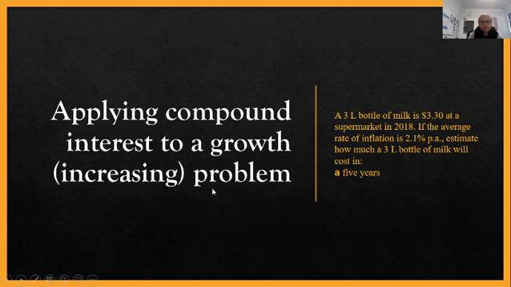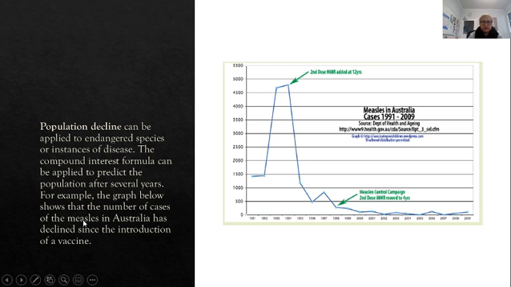All right, I'll just go back to that. Population decline. Sometimes there's a population decline, such as with measles. They showed how measles went down. People were getting measles, and then they gave the vaccination, and it went completely down. So there was a depreciation.